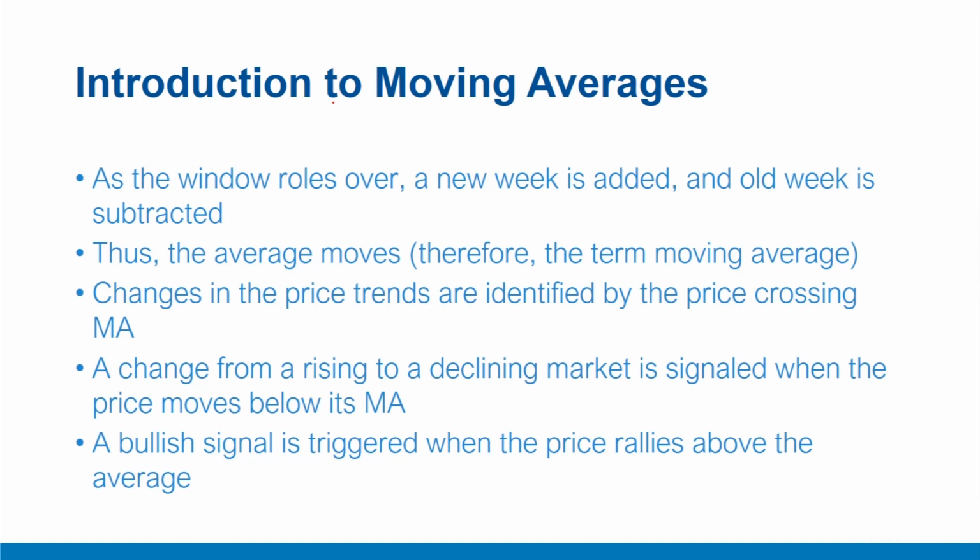Changes in the price trends are identified by the price crossing MA. For example, if this is my moving average, which is rather smooth, fluctuating price can cross it from above or also from below. A change from a rising to declining market is signaled when the price moves below its MA like this. A bullish signal is triggered when the price rallies above the average like this kind of crossover.